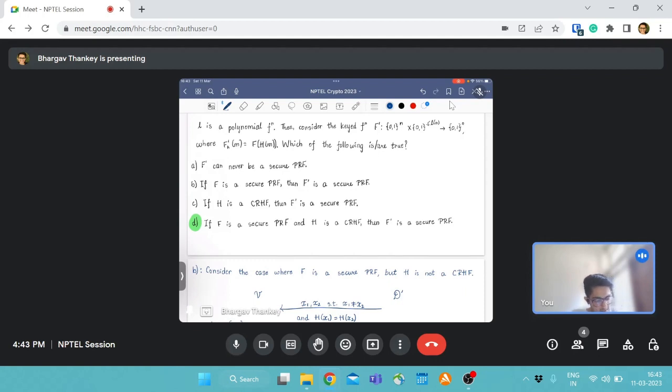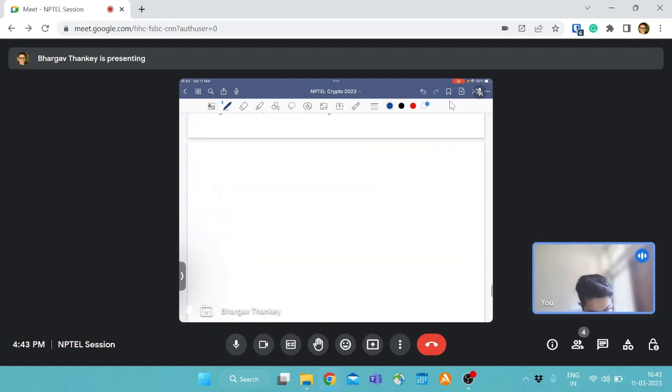Now let's look at option C. Now H is a collision resistant hash function, but consider the case where H is a collision resistant hash function, but F is not a secure PRF.